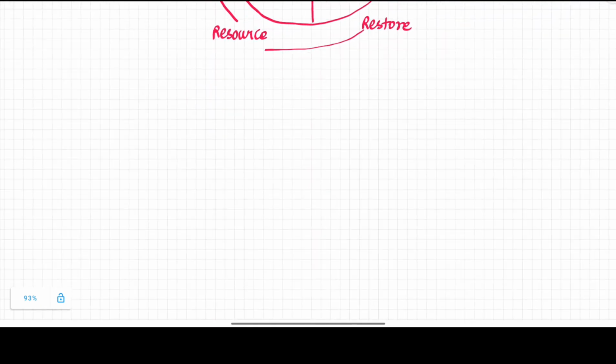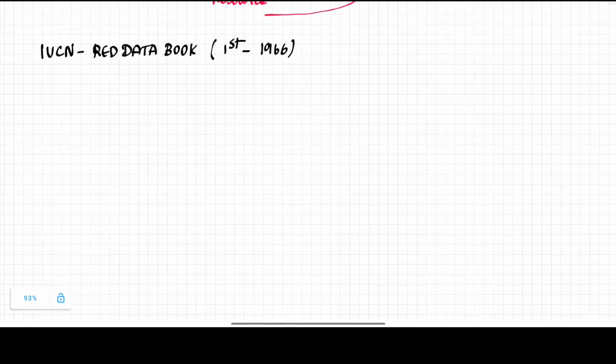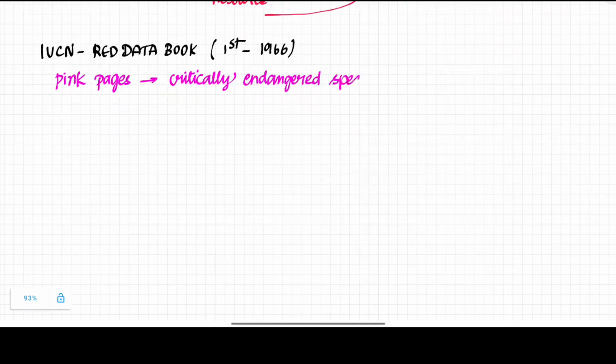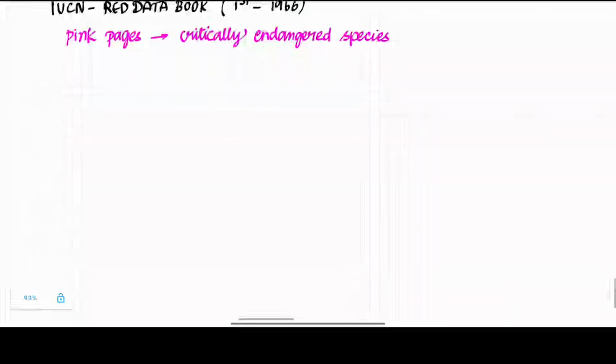The next most important thing to mention is that we all know IUCN has the Red Data Book. It was first released in 1966 and has kept on being updated. Now it has two types of pages. The first one is the pink pages, which denote critically endangered species. A species which is critically endangered belongs to the pink page.